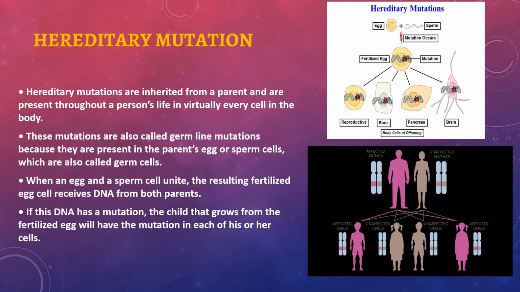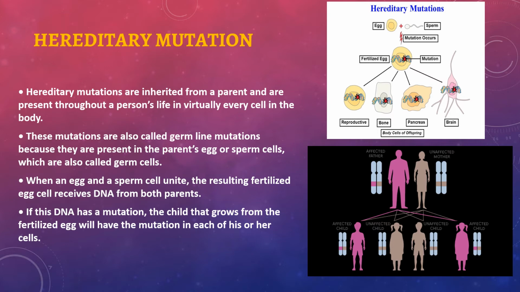These mutations are also called germline mutations because they are present in the parent's egg or sperm cells, which are also called germ cells. So hereditary mutation is also known as germline mutation. Why? Because they are present in the parent's egg or sperm cells, which are also known as germ cells. Now, when an egg and a sperm unite, the resulting fertilized egg cell receives DNA from both parents.